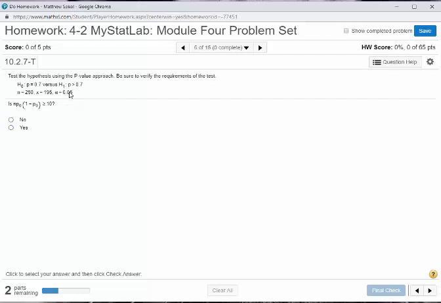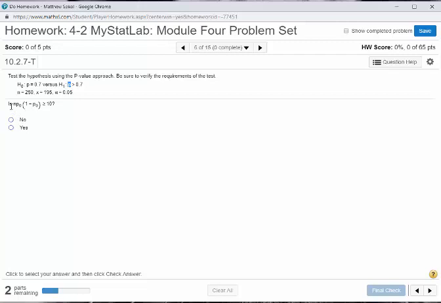All right, so it says be sure to verify the requirements of the test. And here's the hypothesis. We have the null hypothesis that the population proportion, P, and it's important to know that this is a population proportion problem, is equal to 0.7. And versus the alternative, we want to look for evidence to say the population proportion is greater than 0.7. It tells you the sample size, the number of individuals who have that characteristic, and the level of significance.